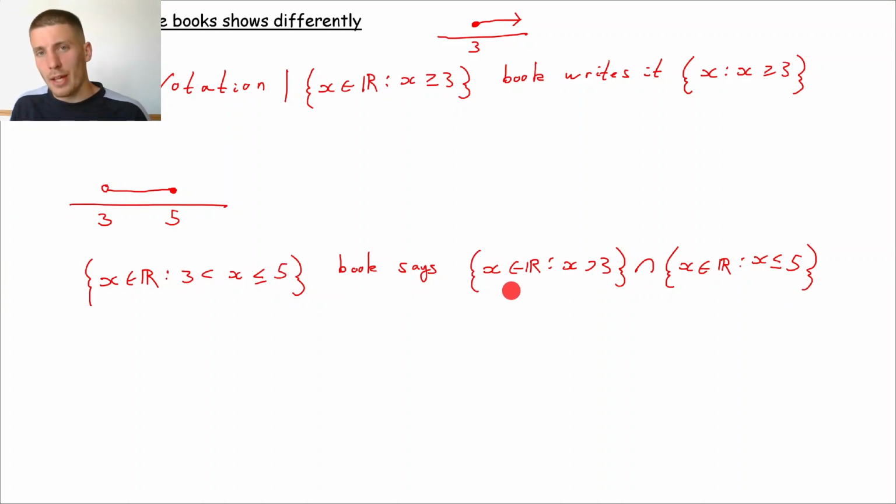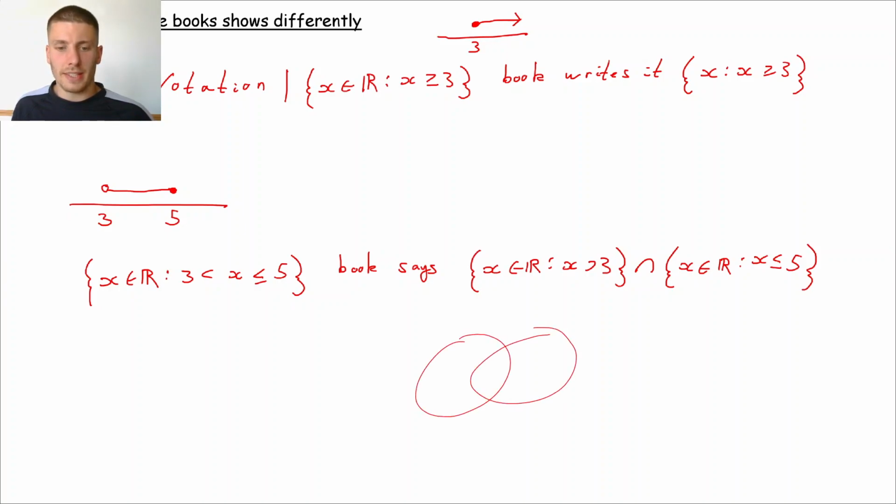And if we think about it, it does make sense also. The book writes it as sort of 2 separate regions, saying x belongs to the real numbers such that x is bigger than 3. Okay, fine. And then this here means intersection. So Venn diagrams, this bit over here. Okay, intersection, we're looking at this part in the middle here.